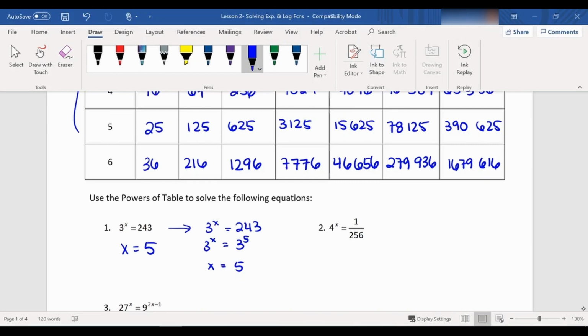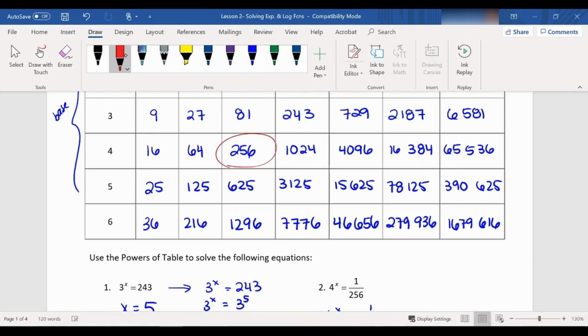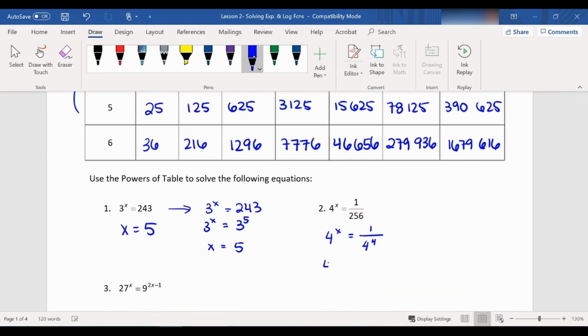Obviously, for these couple questions, this seems super tedious, and why would we do this? But you're going to see when we start solving questions later on where it's not so obvious why. Okay, next one. So I've got 4 to the power of x is 1 over 256. So this is the same thing as saying 4 to the power of x is the same thing as 1 over 4 to the power of 4, because if I look at my chart, 4 to the power of 4 is 256. And if I rewrite this, this is the same thing as 4 to the power of negative 4, which means that x is negative 4.